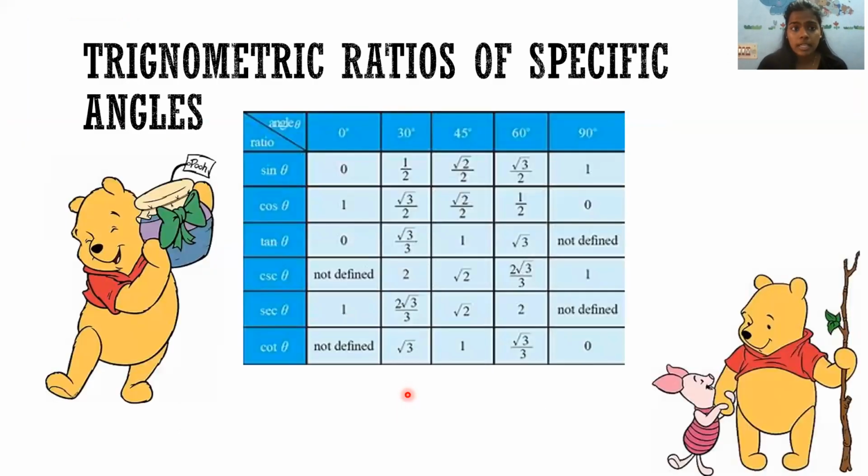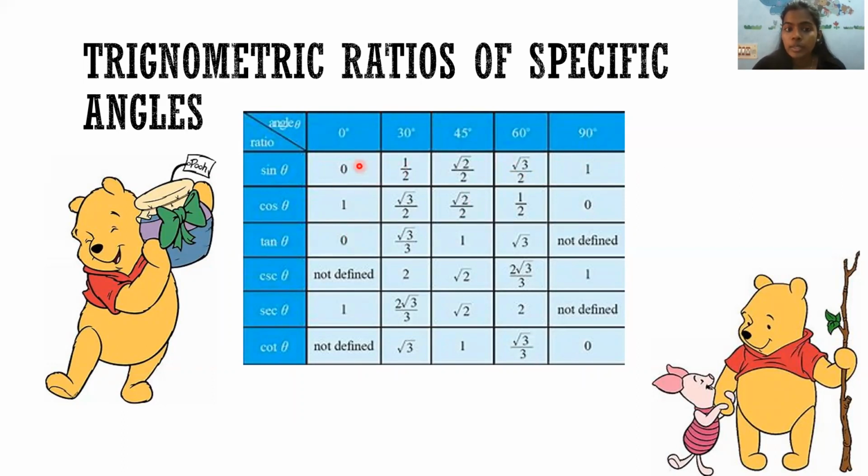Okay. Next thing that we're going to see is trigonometric ratios of specific angles. This is very easy. This table might seem a little difficult, but it's actually very easy. What are all the basic angles we know? 0, 30, 45, 60, and 90. And what are the ratios? Sine, cos, tan, cosecant, secant, and cot. The first thing alone you will have to remember: 0, 1 by 2, root 2 by 2, root 3 by 2, 1. Then for cos theta, you will just write it from behind. See, 1, root 3 by 2, root 2 by 2, 1 by 2, 0.